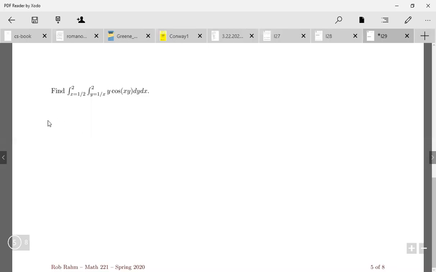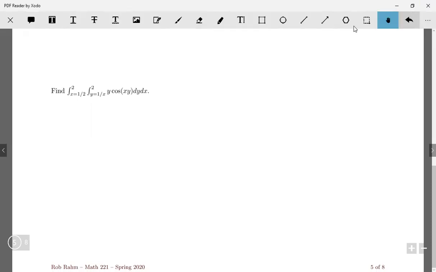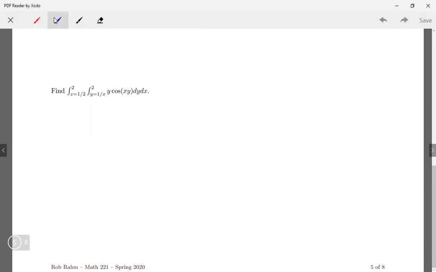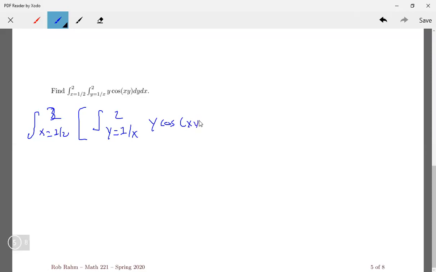Now we're going to do this integral. And something similar is going to happen as in the previous integral, though not as tragic. So if you look at the integral, x equals 1/2 to 2, that's the outer integral. And on the inside, we have the integral y equals 1 over x to 2 of y cosine xy dy, and then dx on the outside.